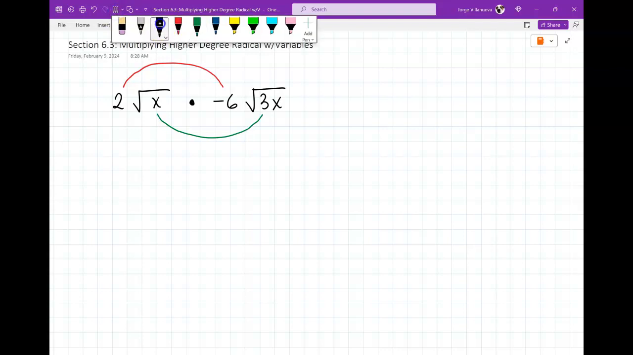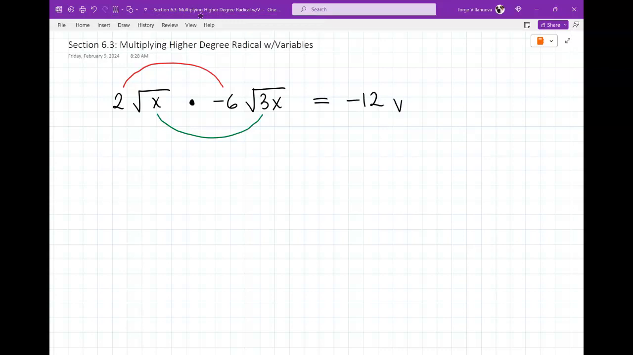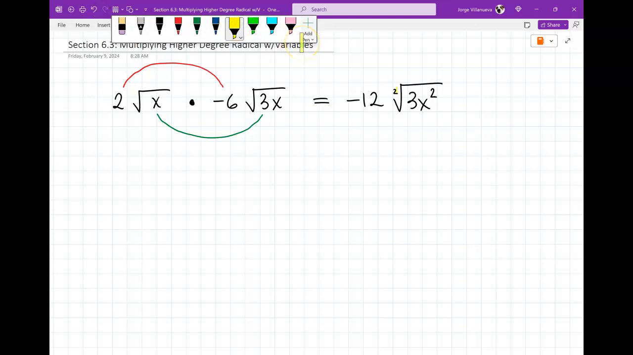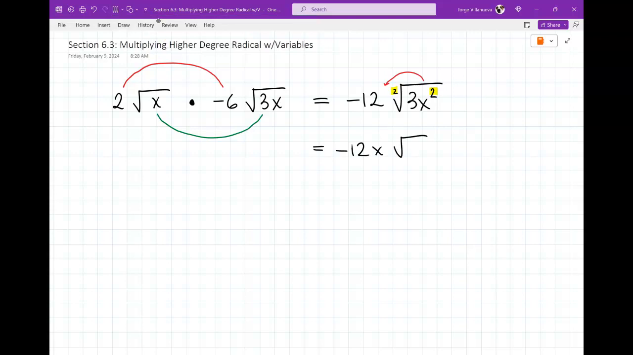So when I do this problem, I end up getting 2 times negative 6 is negative 12. Square root of x times 3x is 3x squared, right? Now, normally I'd be like, I'm done, but pay attention to the inside of the radical. Notice how I have an x squared there? And isn't the index to this problem a 2, right? That means that my index matches my power, which means that I get to bring this x outside. So, my final answer would be negative 12x square root of 3.